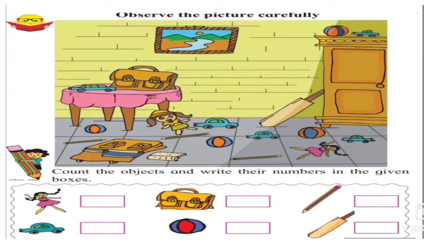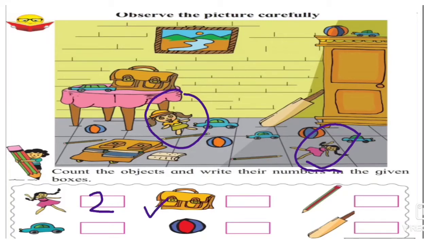Have you seen any doll? This is one and this is another doll. 1, 2. How many dolls are there? 2 dolls. We have to write 2 in this empty box. Write down 2 here. And see the next.